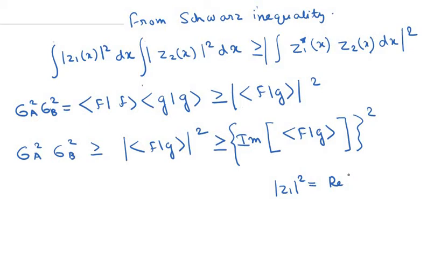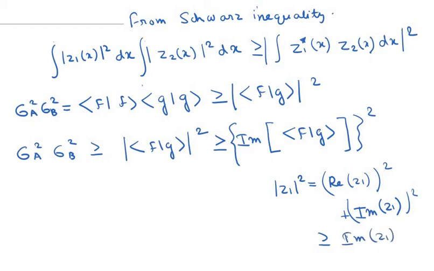plus imaginary z1 square. So this is basically greater than or equal to imaginary z1 square. Okay, so mod of z1 square should be greater than or equal to imaginary z1 square.